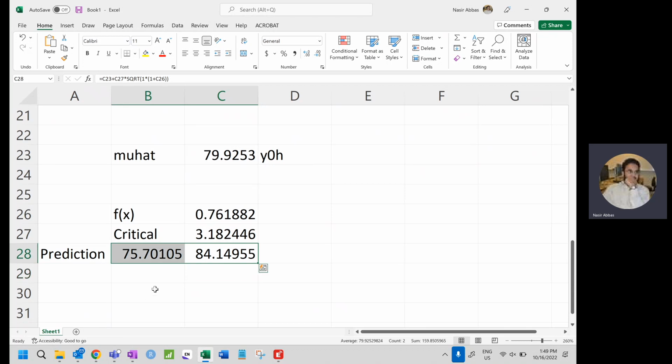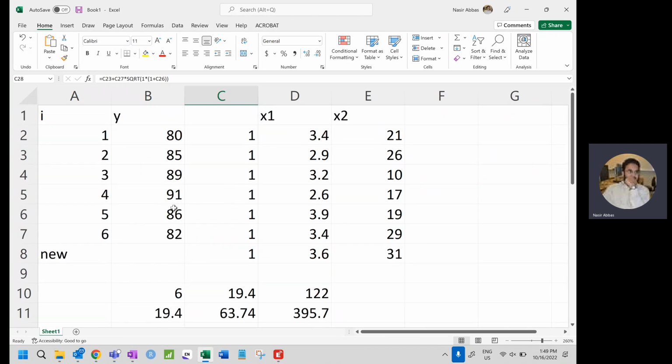The score is 79 point something, but we are 95% confident that the score will be between 75 and 84 for this specific student. And if you're talking about all the students whose major one score is 31 and their CGPA is 3.6, what will be their average score in regression? That you will do without the 1 plus. Without the 1 plus, the interval will be the estimate for the average.